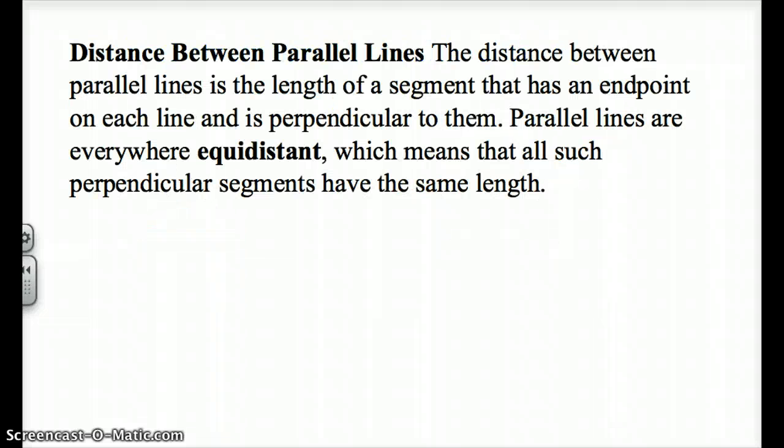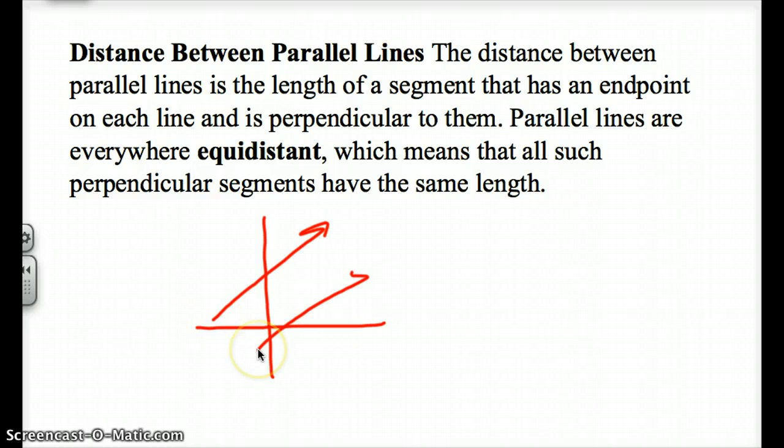Let's take a look. We're going to have two parallel lines. When we're given two parallel lines, I'm going to draw a graph, and I'm given two parallel lines. Then I need to find the length of the segment that has an endpoint on each line, and it's going to be the perpendicular line. So I could go from this point to that line and make it be perpendicular.